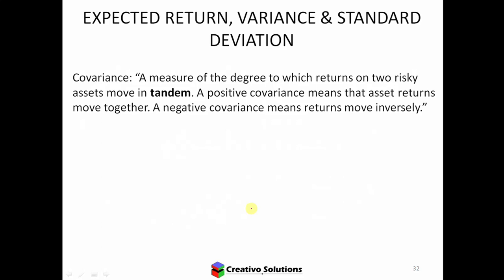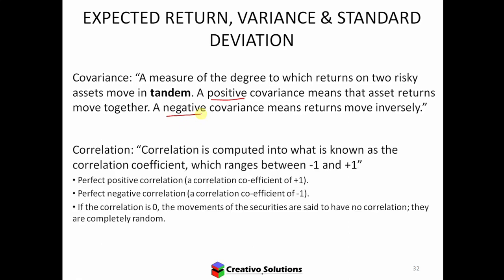Let's have a look at other formulas that you need. The next is the covariance. The covariance is a measure of the degree to which returns on two risky assets move in tandem. A positive correlation means they move together. A negative correlation means they move inversely or opposite. Correlation and covariance are both very similar. If we're looking at covariance, we're looking at two different measures moving together in tandem. With correlation, we're looking at two separate observations and asking, is there a correlation between the two?